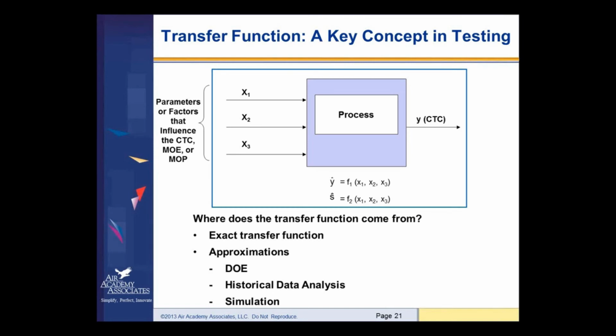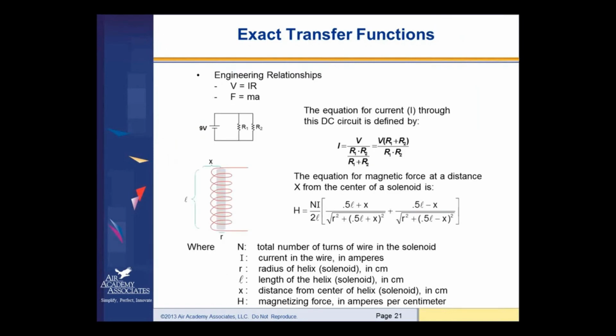And so where do we get transfer functions from? Well, sometimes if you're an engineer, you know what those relationships are. Like for the impedance of a 9-volt circuit with 2 resistors, if you're an EE, you probably know that equation without even going to the literature to find it. I would not know that. If you're a mechanical engineer, you probably know what the equation for magnetic force at a distance x from the center of a solenoid is. I don't know that. I would have to look that up.